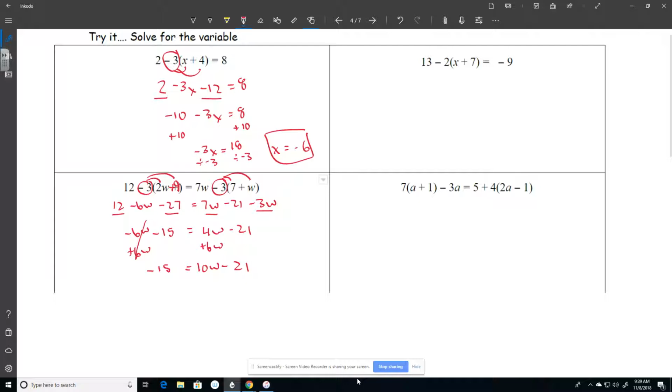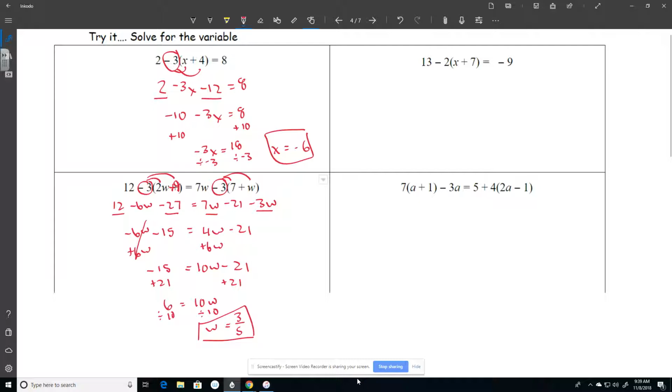Now, in order to get rid of everything else on this side, inverse operations, starting backwards from my order. So I'm going to add 21 to both sides first. So when I add 21, this becomes 6 equals 10w. Now to get rid of the 10, I'm going to divide by 10, and I'm going to divide by 10. So w is equal to 6 divided by 10, which is 3/5, which is a great answer.